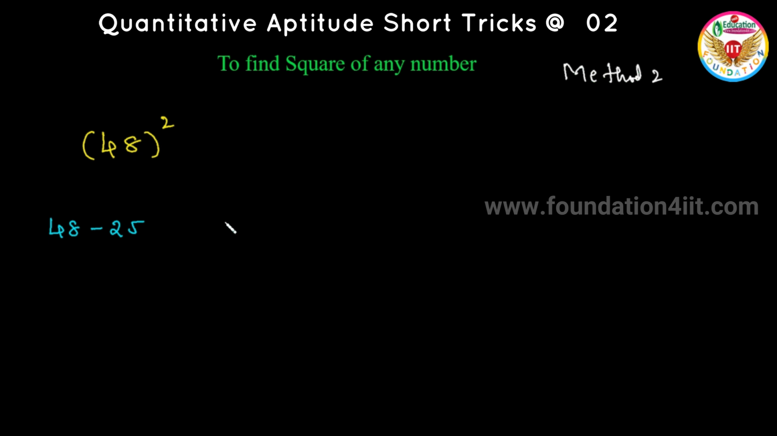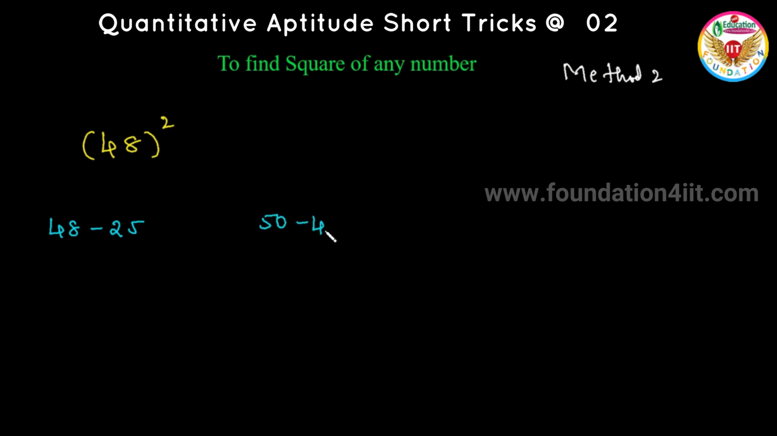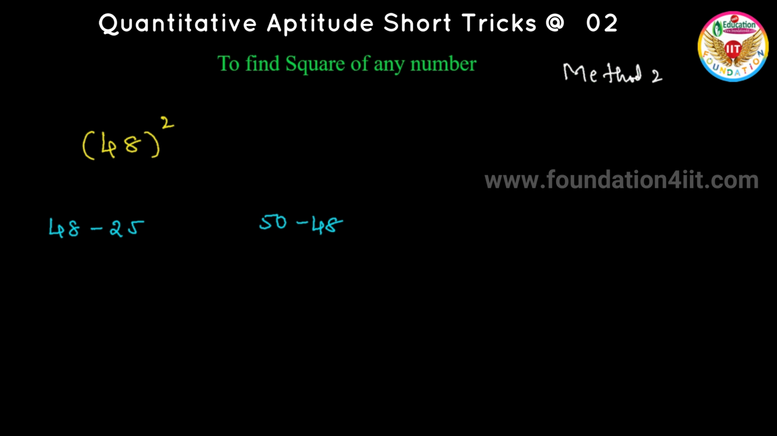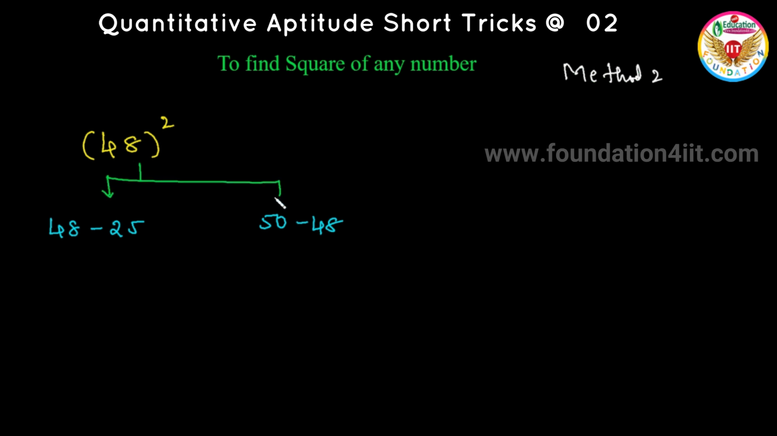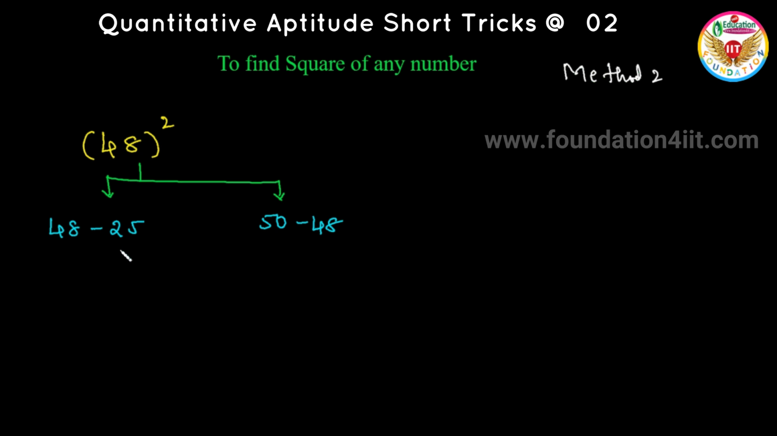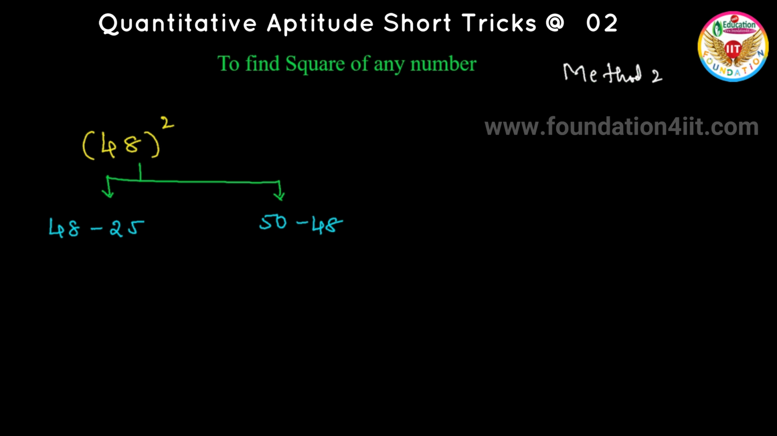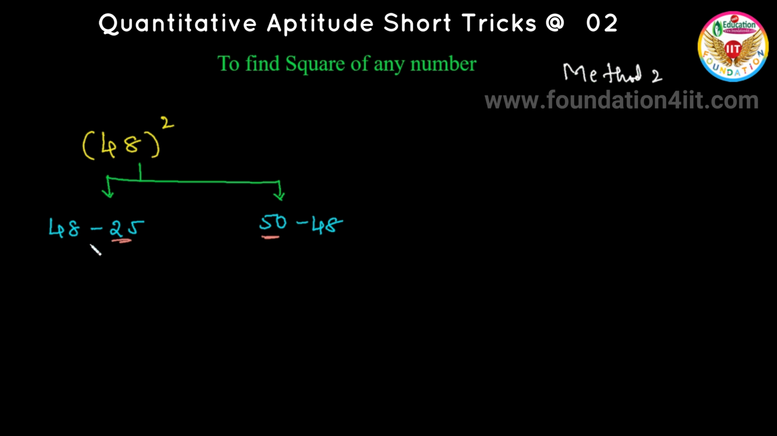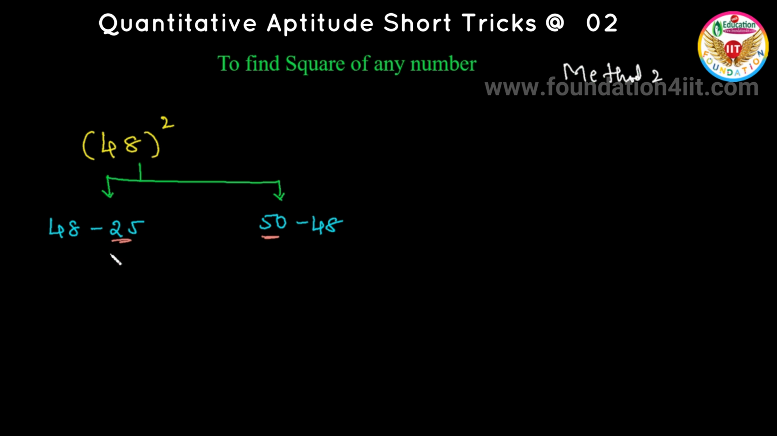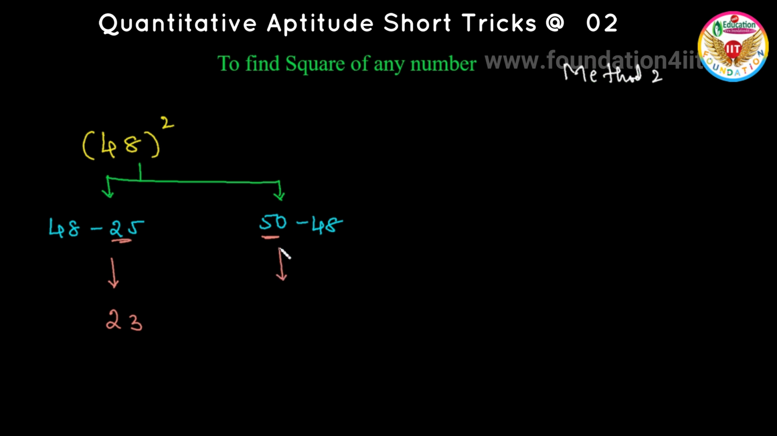48 is less than 50, right? So 50 minus 48. These are the two steps you have to do: 48 minus 25 and 50 minus 48. This is the 25 and 50 concept. 48 minus 25 is 23, and 50 minus 48 is 2. In the second part, whichever number you got, you write its square.